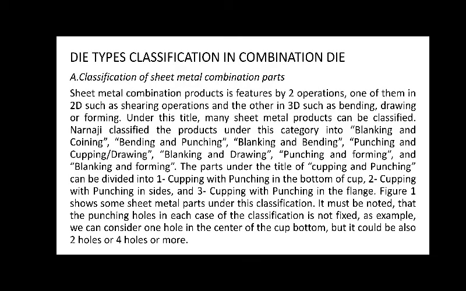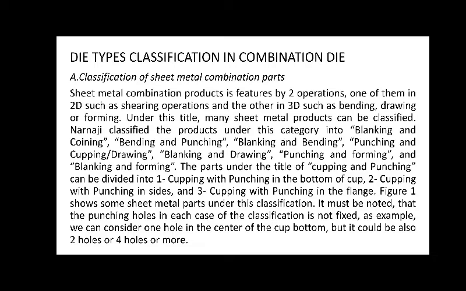Die types classification in combination die. Classification of sheet metal combination parts. Sheet metal combination products are featured by two operations, one of them 2D such as shearing operations and the other 3D such as bending, drawing or forming. Under this title, many sheet metal products can be classified.